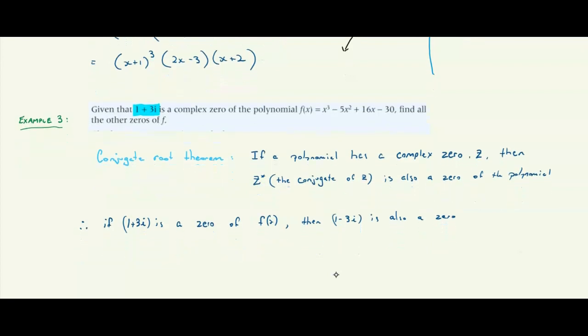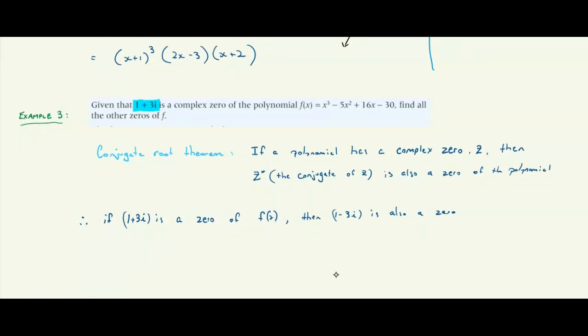So let's check this out. 1 plus 3i. Given that 1 plus 3i is a complex 0, well, let's not take their word for it. Let's check it. If it is a 0, then I'll be able to sub it in here for x, and I should get 0. Isn't that the point of a 0? It's the value of x that gives you 0. So let's just check. Let's be suspicious here.